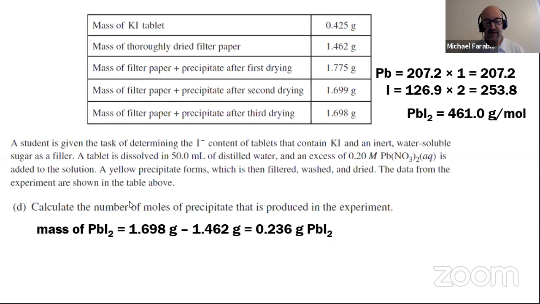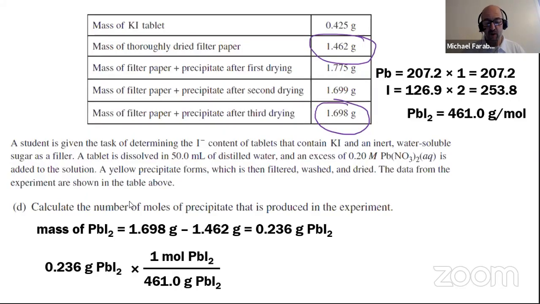We can subtract the mass of the filter paper from the final mass of the filter paper and the precipitate after it was dried several times. That difference is 0.236 grams of lead iodide. Let's convert that from grams to moles. And now we have 5.12 times 10 to the minus 4 moles of lead iodide. That is our answer to part D.